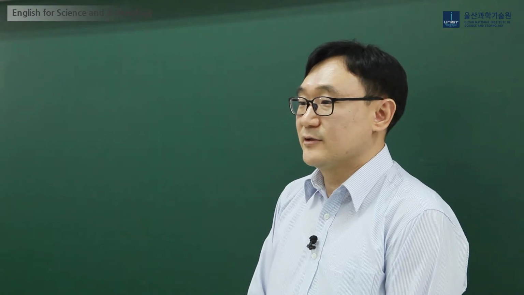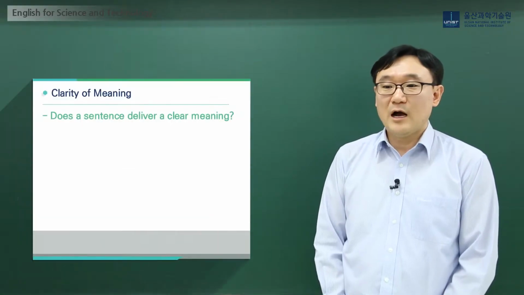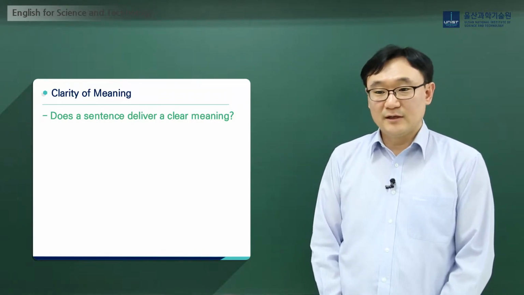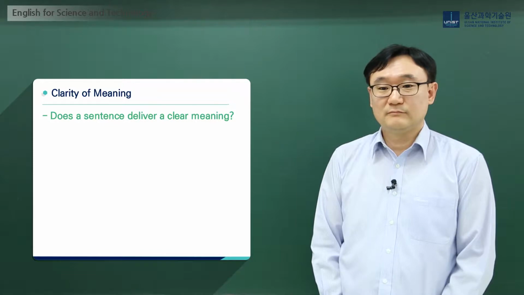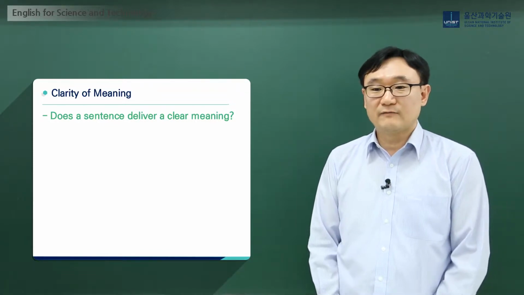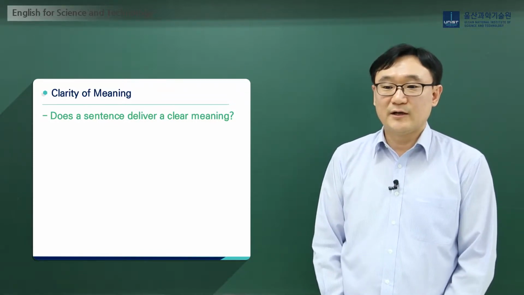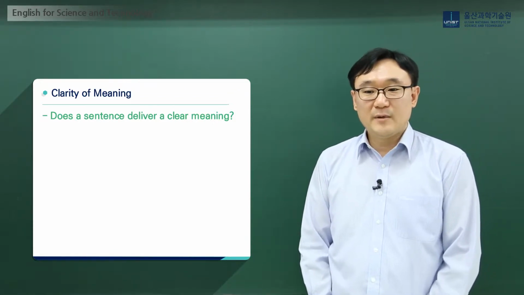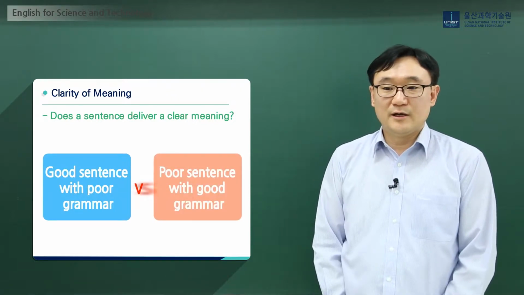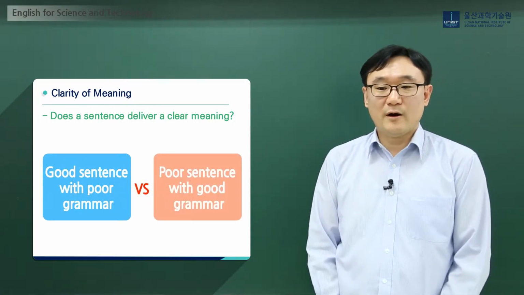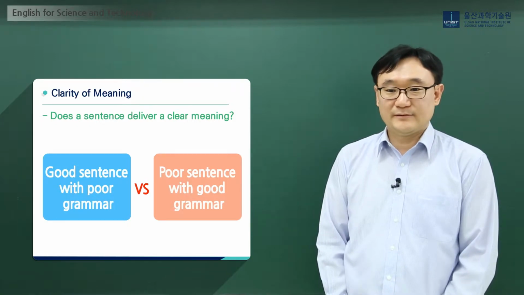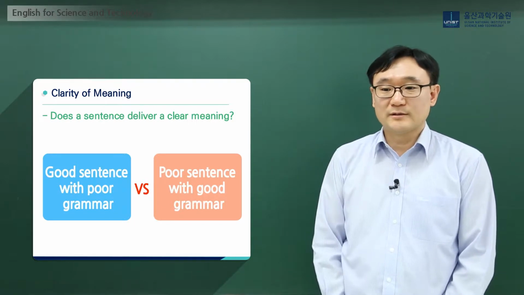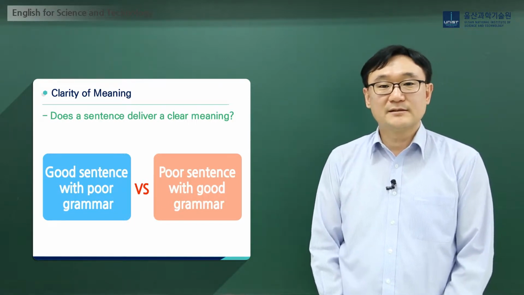So there's a question to ask ourselves before how we use certain grammar rules. Does a sentence deliver a clear meaning? In scientific writing, conveying clear and accurate meaning is very important. If the meaning of a sentence is not clear, it is a poor sentence, no matter how good the grammar is. So next, we will examine how grammar works to deliver clear meanings in scientific writing.